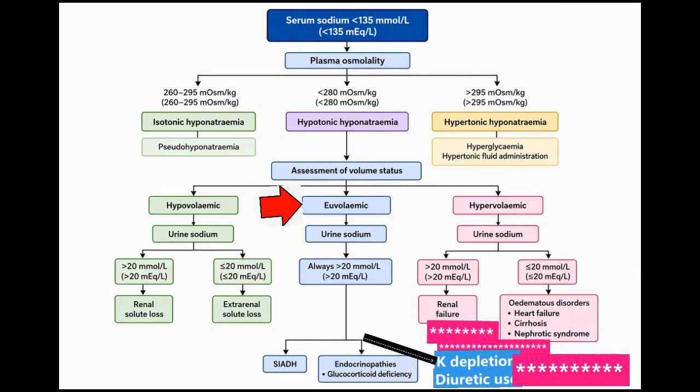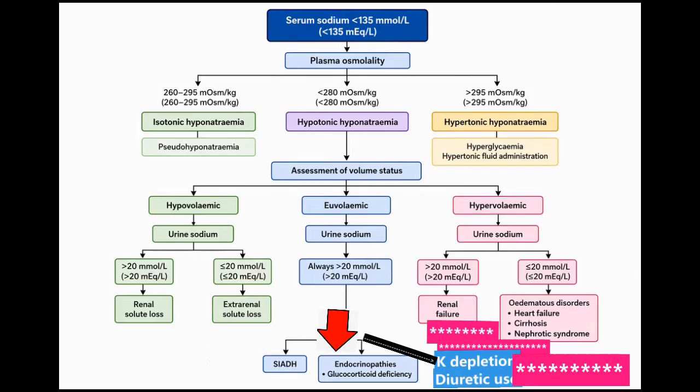These patients appear clinically normal. They have no edema, no dehydration. Urinary sodium is usually more than 20 mmol per liter. The most common causes are SIADH. Excess ADH causes water retention, resulting in dilutional hyponatremia.